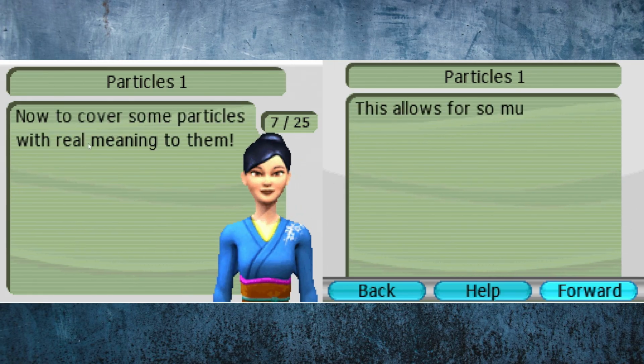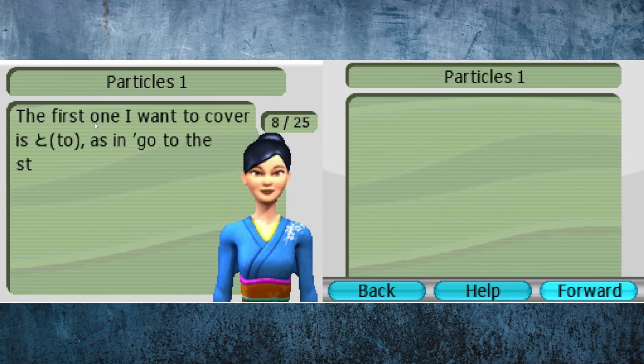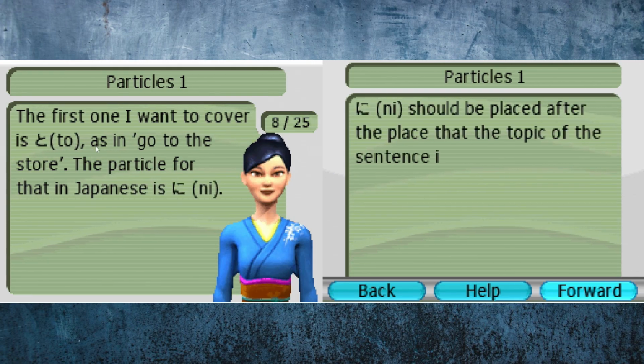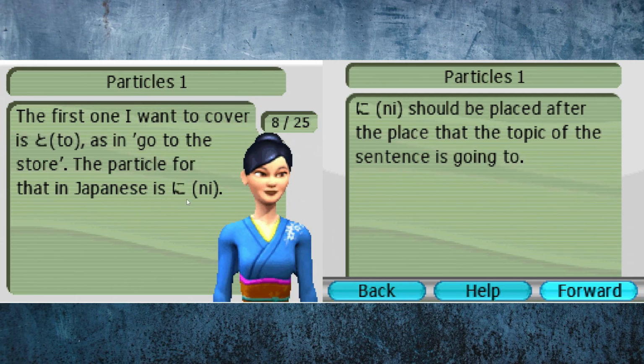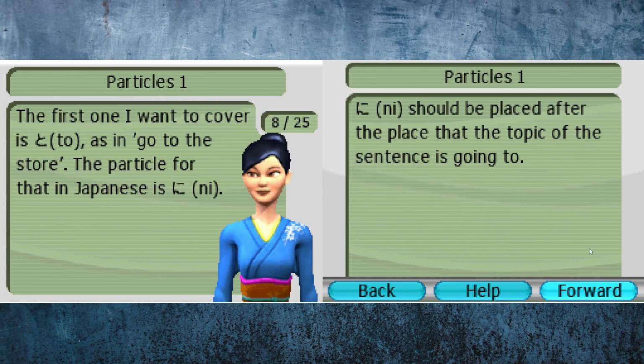Now to cover some particles with real meaning to them. This allows for so much more that you can do with sentences. The first one I want to cover is to, which means and, I believe, or with, as in go to the store. The particle for that in Japanese is ni. So ni means in or at. Ni should be placed after the place that the topic of the sentence is going to.